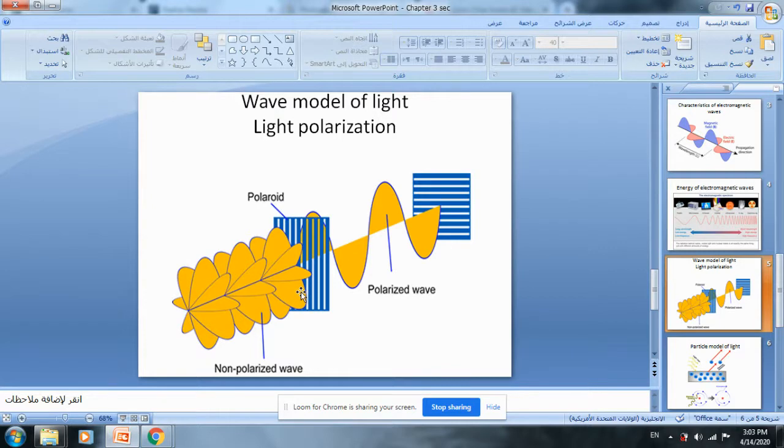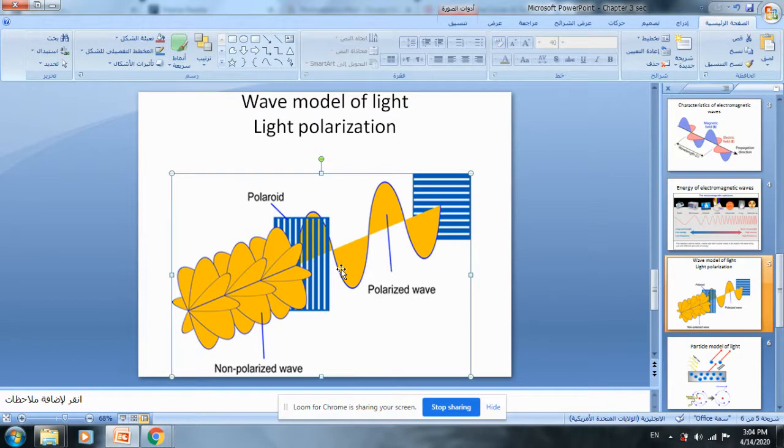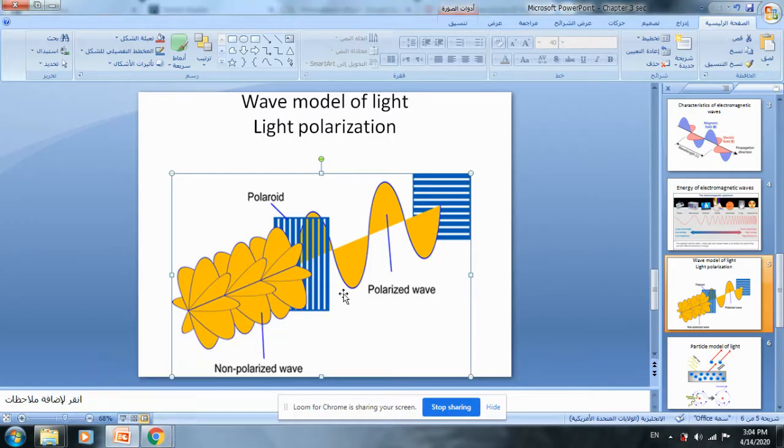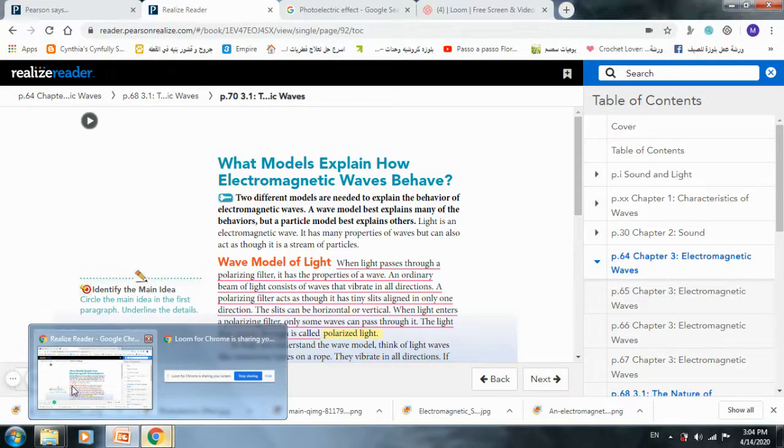The other directions of light, or the other waves, have been absorbed by the polarizer. This is called a polarizer, or Polaroid. Polarizing is the process that makes the light go in only one direction. We call this process light polarization, or polarized light. This is the main key idea, to give you a background to understand your textbook.